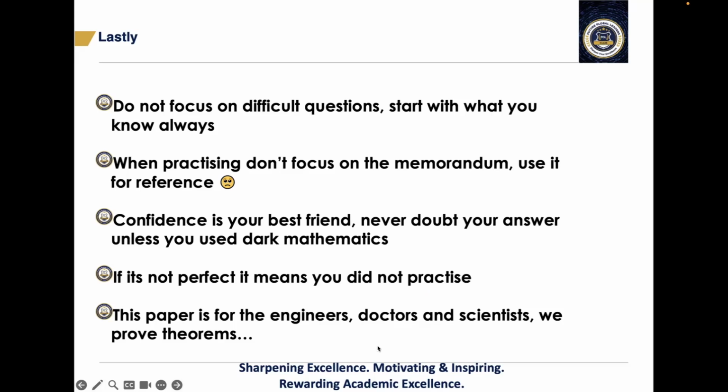When practicing, don't focus on the memorandum. The memorandum has been written by a person and that person is going to make a mistake. I always say that. And if ever when you are practicing, you use a question paper and a memorandum to check if you understand, it simply means that you're going to be in trouble when the memo has an error. So go to the memo as a reference.